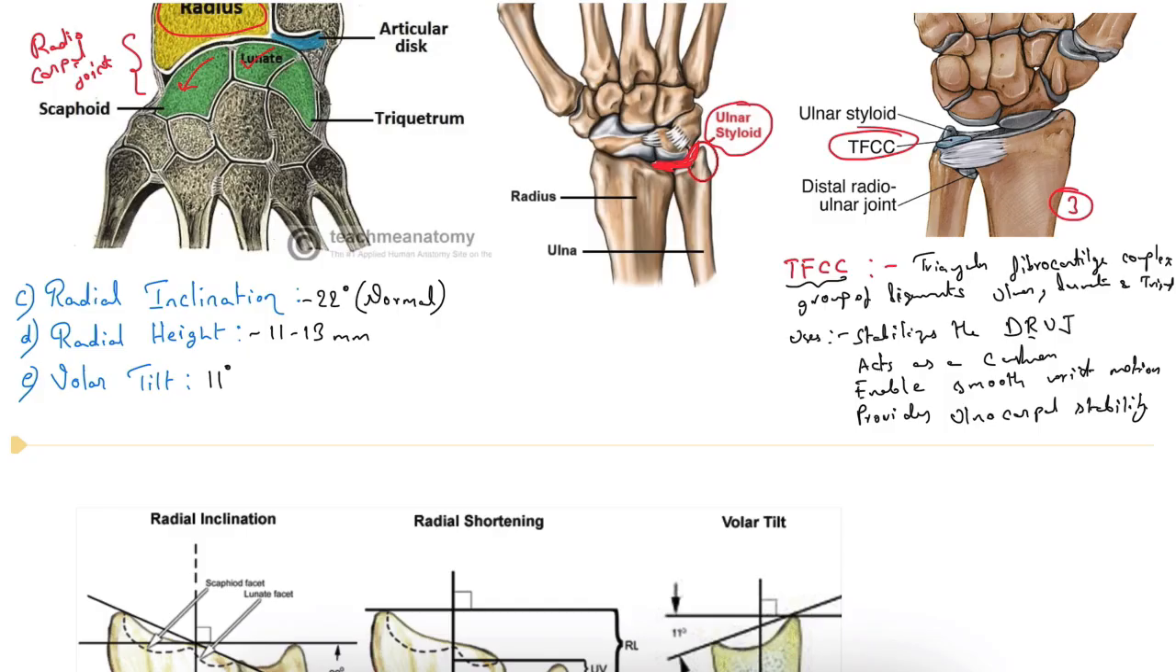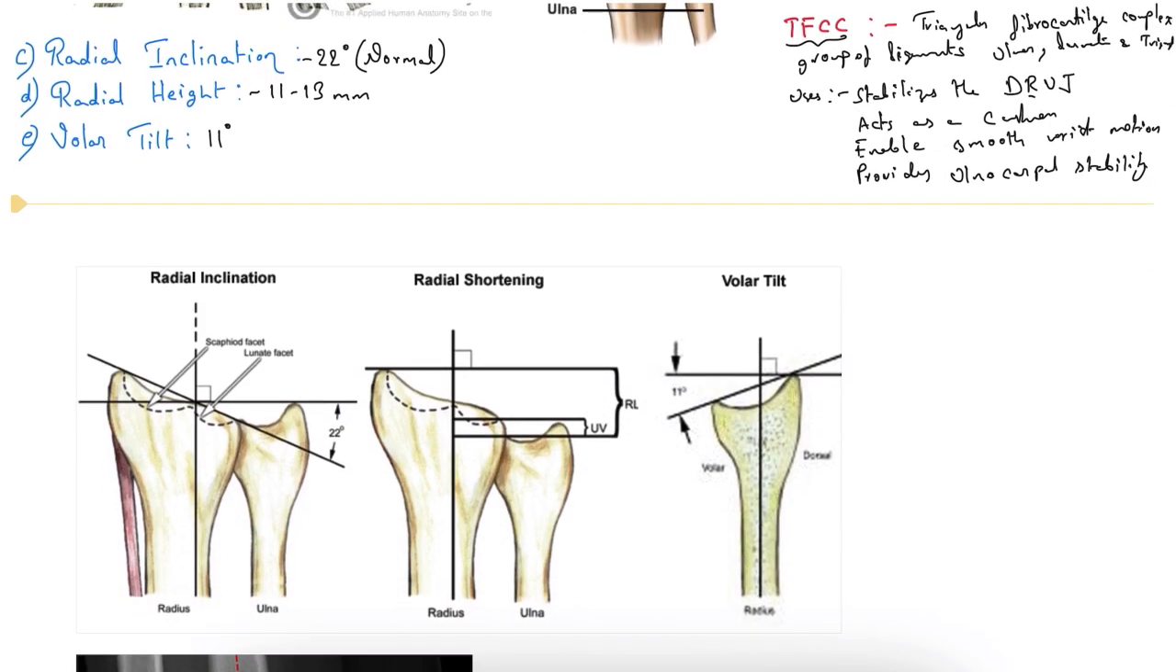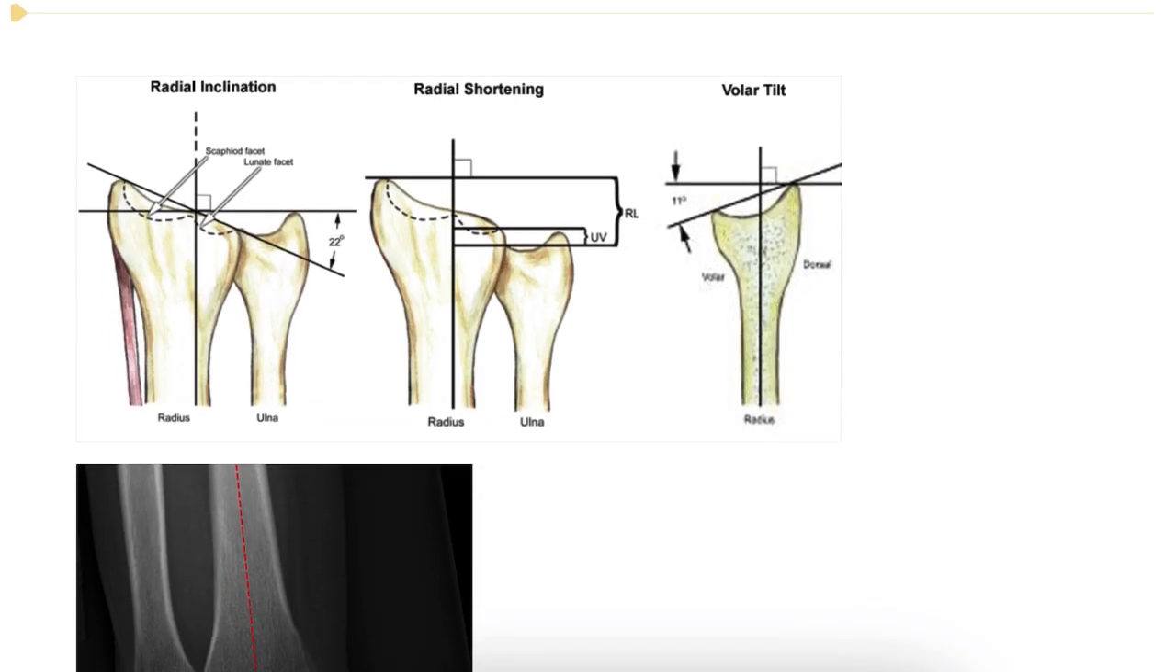Okay, so now we are going to discuss some very important things in X-ray, so I am not going to go too deep. Next one, radial inclination. Mostly we see 22 degrees as the normal value. What is important, why we check this radial inclination, is that we are checking the angle between a line perpendicular to the long axis of the radius and a line along the distal radial articular surface.